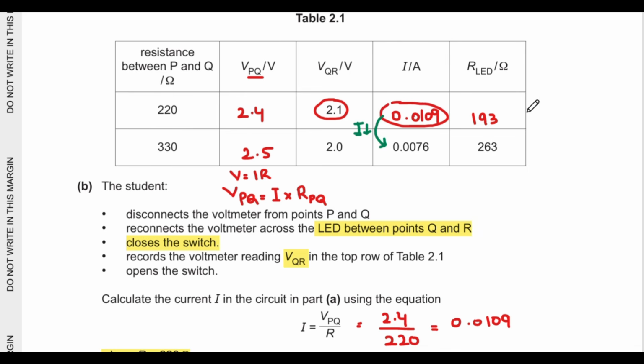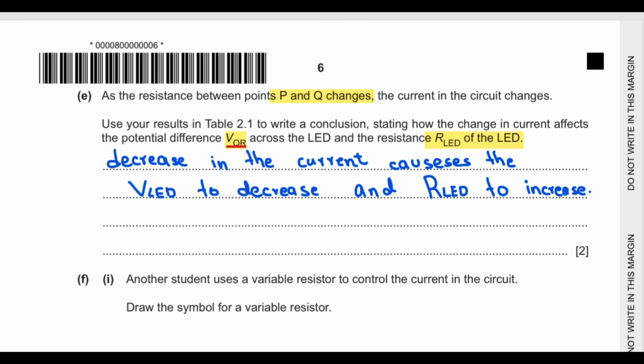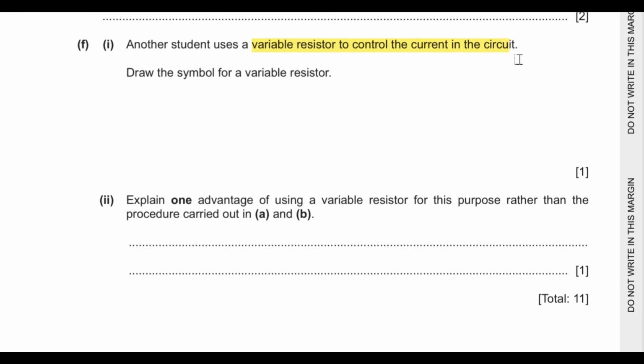When the current decreased, what happens to the voltage across the LED, or the voltage QR? The voltage is also decreased from 2.1 to 2. So the voltage of the LED decreases, but what happens to the resistance of the LED? The resistance of the LED is increased from 193 to 263. So the changes are very clear: a decrease in current causes the voltage of the LED to decrease and the resistance of the LED to increase.